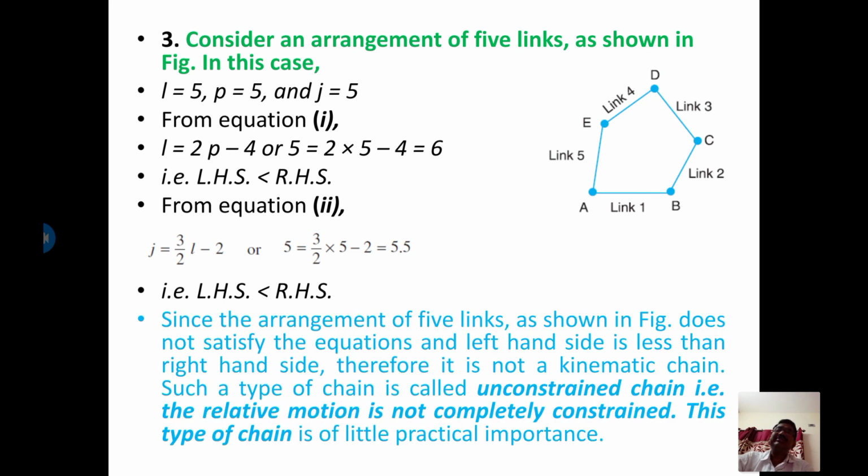Therefore this type of arrangement is called an unconstrained chain. This is not a constrained chain because the relative motion is not completely constrained. This type of chain is generally of little practical importance. Only constrained chains are important in machines, so that's why we mainly talk about kinematic chains, meaning constrained chains only.